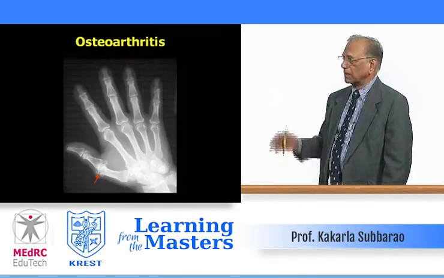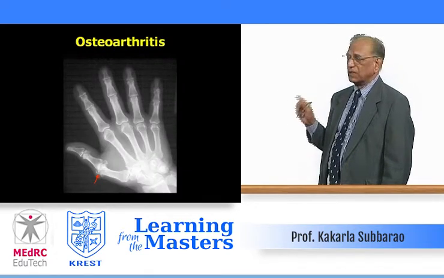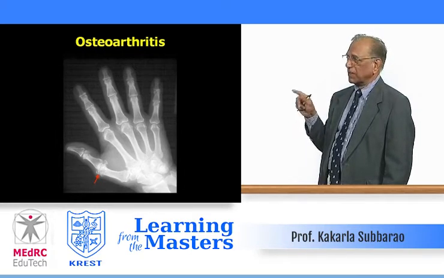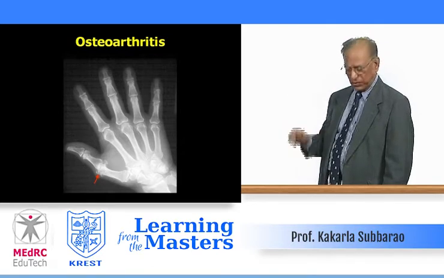Again, osteoarthritis in the hand somehow prefers the first metacarpophalangeal joint. Look at this mild subluxation, narrowing of the joint space, and osteophyte formation in the thumb area, the first metacarpophalangeal joint.